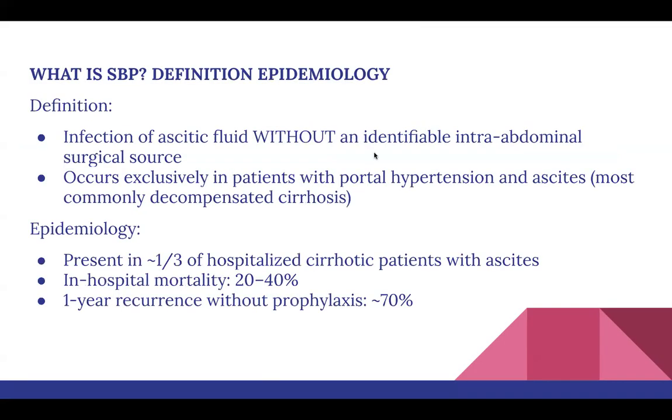So what is SBP? It's basically an infection of ascitic fluid without an identifiable intra-abdominal surgical source. It occurs exclusively in patients with portal hypertension and ascites, commonly in decompensated cirrhosis. Epidemiology: about 1/3 of hospitalized cirrhotic patients with ascites will develop it. In-hospital mortality is about 20 to 40%, and there's a 1-year recurrence without prophylaxis of 70%.